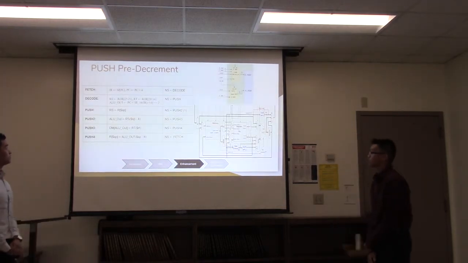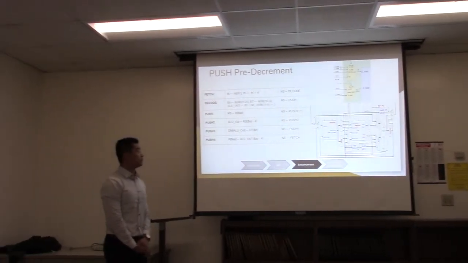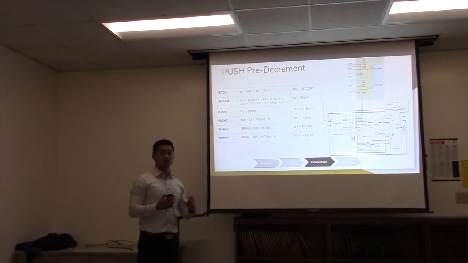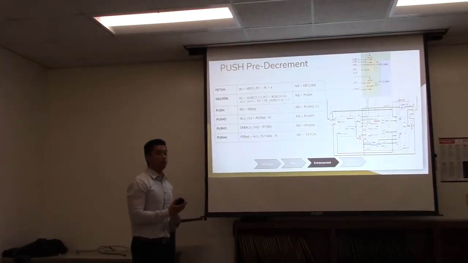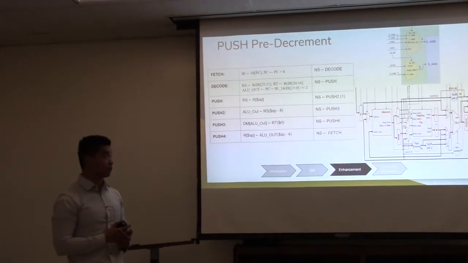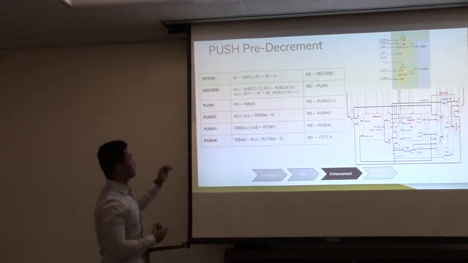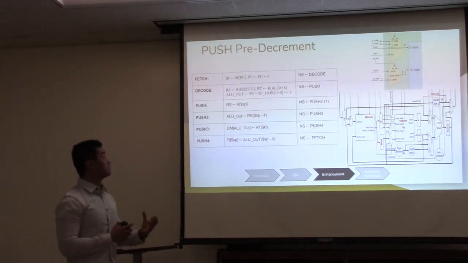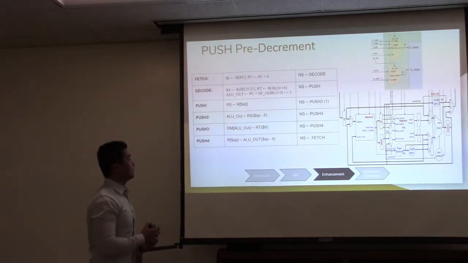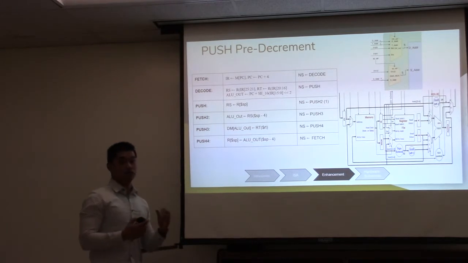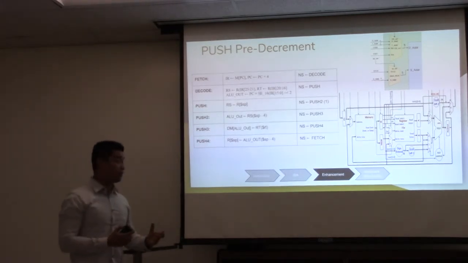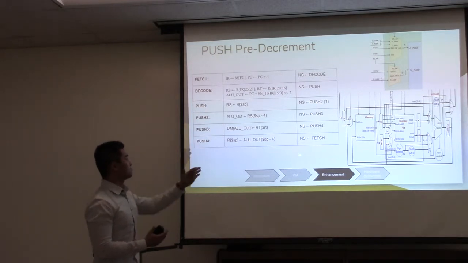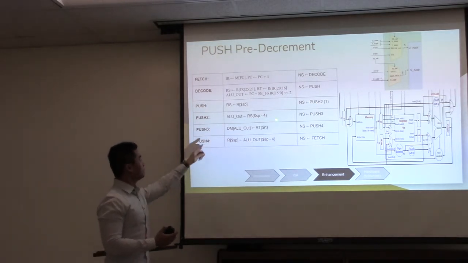So for the push, we are using the pre-decrement method. Essentially, we are pushing the content of a register onto the stack memory, which is managed by the stack pointer. So fetch and decode, we still perform the same steps. Now we're saving the current stack pointer onto our S, and then decrementing it, because we're using a pre-decrement method, so we have to pre-decrement to save the memory space.